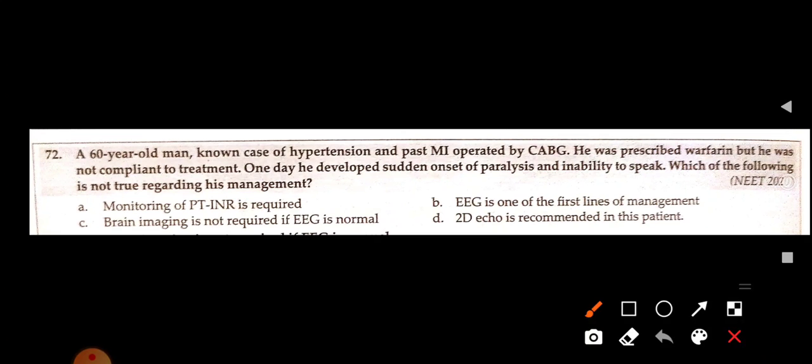Okay, now a 60 year old man, known case of hypertension and post MI, operated by CABG. He was prescribed warfarin, but he was not compliant with treatment. One day he developed sudden onset of paralysis and inability to speak. Which of the following is not true regarding his management? Monitoring of PT-INR is required. Yes, this is required. CT is one of the first line management, absolutely right. Brain imaging is not required, EEG is normal. So this option is a false statement. They are asking except, so this is the best answer. 2D echo recommended in this patient, absolutely right.